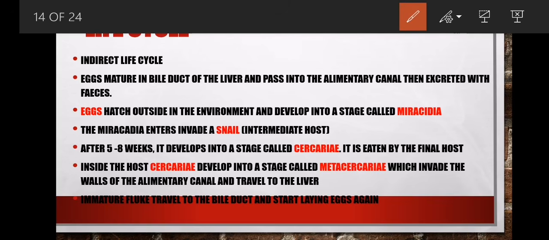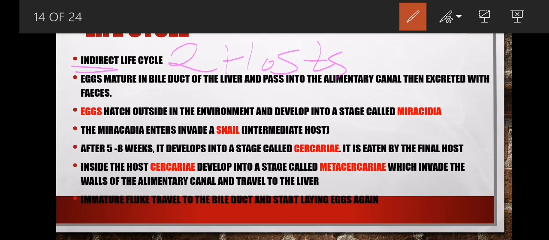We say, people, a liver fluke has an indirect life cycle. If we say a liver fluke has an indirect life cycle, we simply mean that it requires what? It requires two hosts to complete its life cycle. What does that mean? It means it needs two hosts to complete its life cycle.